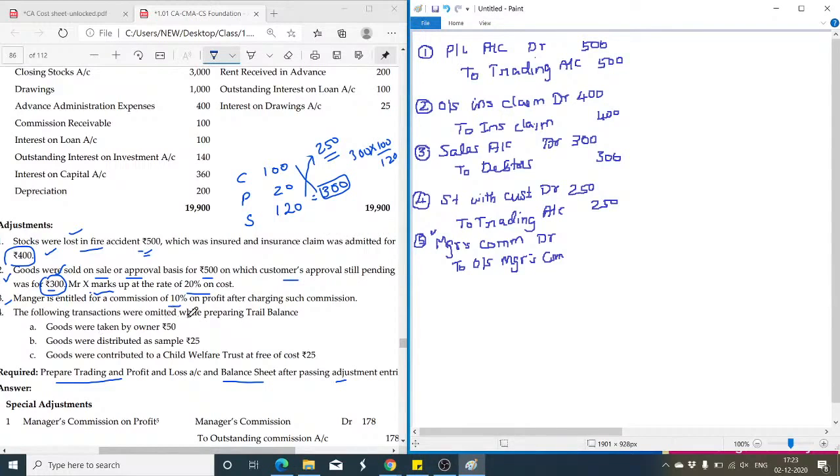The following transactions were omitted while preparing the trial balance. Goods taken by owner. What is the journal entry? Drawings to purchases. Goods distributed as sample. Sample means advertisement, right? So advertisement to purchases. Goods were contributed to Child Welfare Trust free of cost. Again, that is donation. And the owner's takeover is drawings. So all these are going to be debited and credited from the purchase account. I hope you could understand.